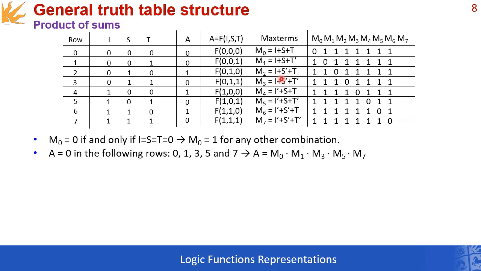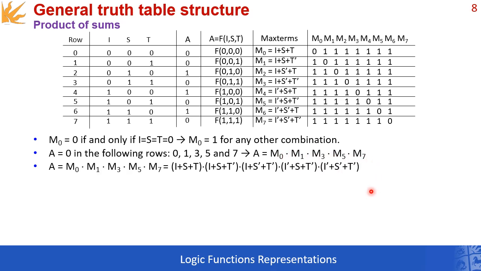Now, unlike what we did for the minterms, this time we try to find all the rows for which the output of the alarm function is equal to 0. These rows are 0, 1, 3, and 5. Or in other words, all the rows that were previously not chosen for the minterms. Therefore, the alarm function is the logic AND of all these max terms, which obviously, if you analyze it, gives you a product of sums.